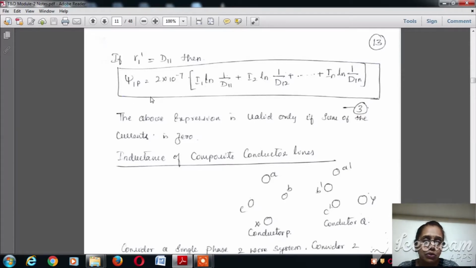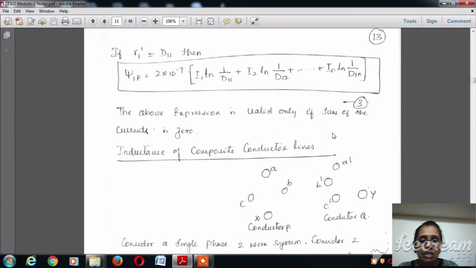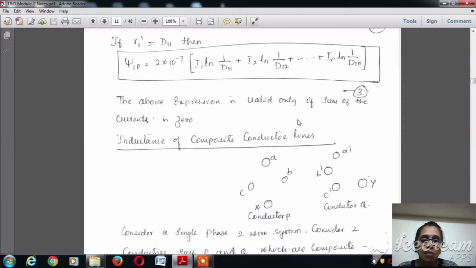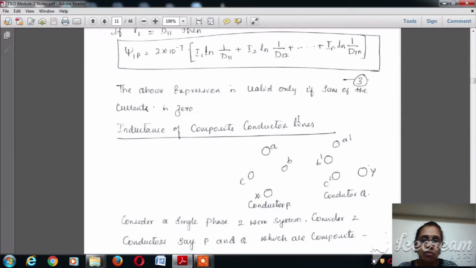We derived the equation for psi 1p is equal to 2 into 10 to the power minus 7 times I1 ln 1 over d11 plus I2 ln 1 over d12 plus so on up to In ln 1 over d1n. If we keep this as equation number 3, the above expression is valid only if the sum of the currents is 0. Otherwise, we will not be able to substitute equation 2 in equation 1.